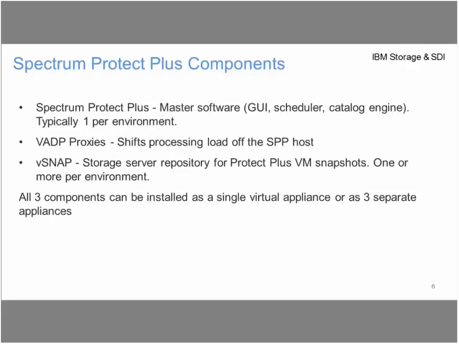All 3 of these components can be installed as a single virtual appliance, which is what is going to happen initially in an environment, right? They're going to download the Spectrum Protect PLUS OVA or VHD and install it, and it's going to contain all 3 of these components. However, over the course of time, you can add additional VSNAP storage appliances or VADP proxies as you need them, and each of those can be an individual installation. There's no need to install the Spectrum Protect PLUS total environment again.